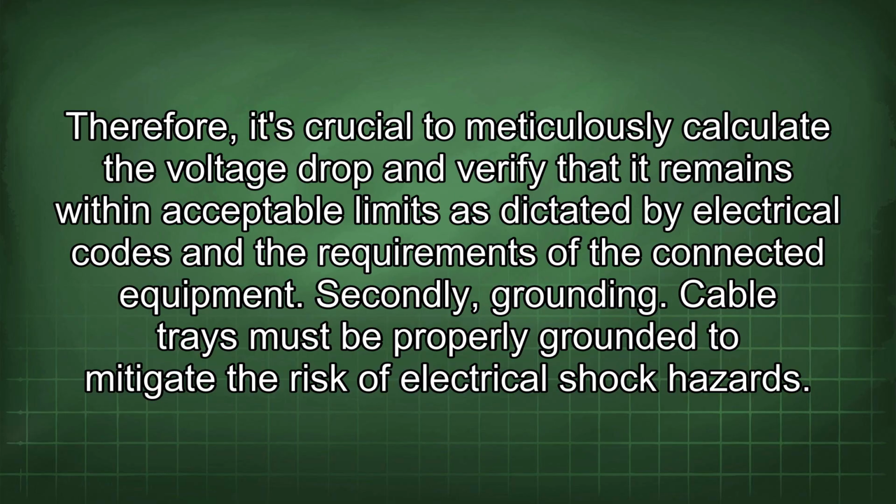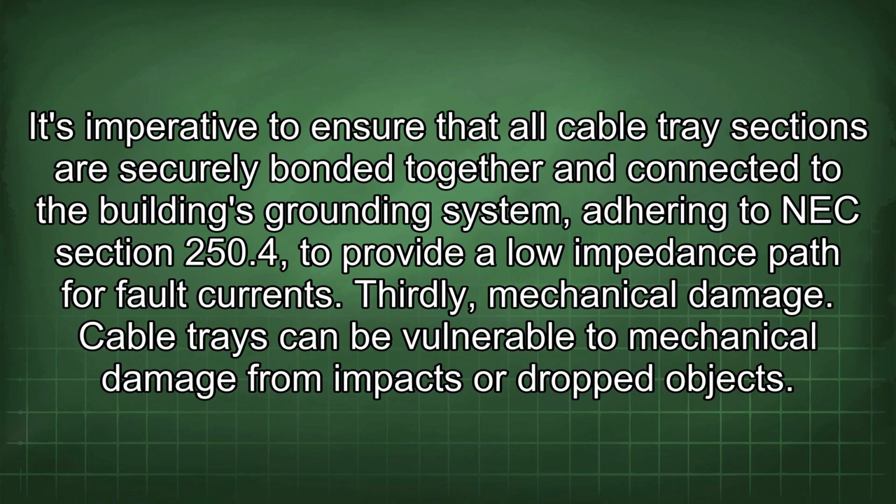Secondly, grounding. Cable trays must be properly grounded to mitigate the risk of electrical shock hazards. It's imperative to ensure that all cable tray sections are securely bonded together and connected to the building's grounding system, adhering to NEC section 250.4 to provide a low impedance path for fault currents.